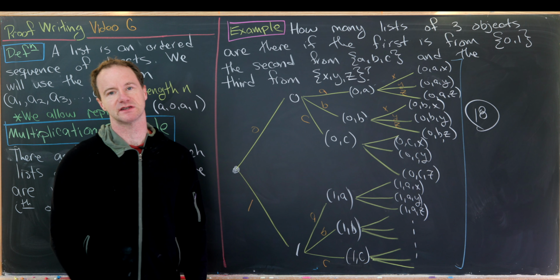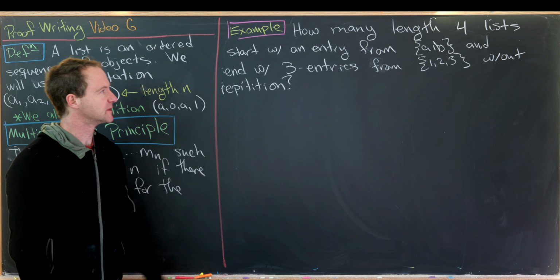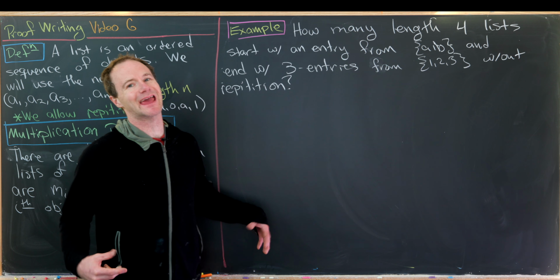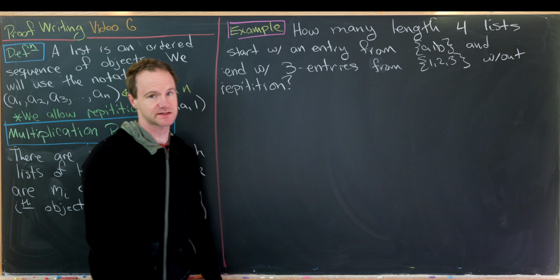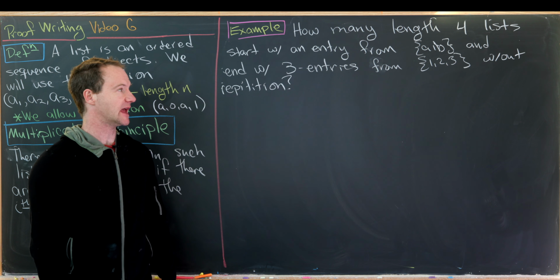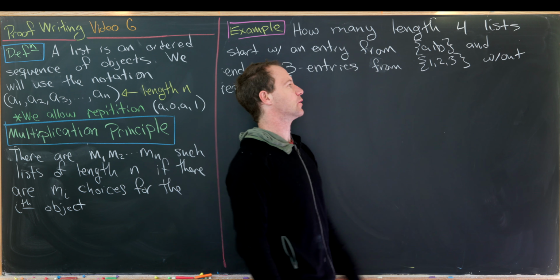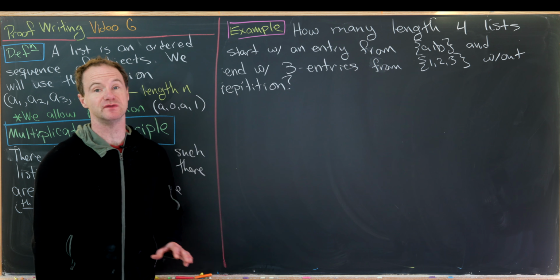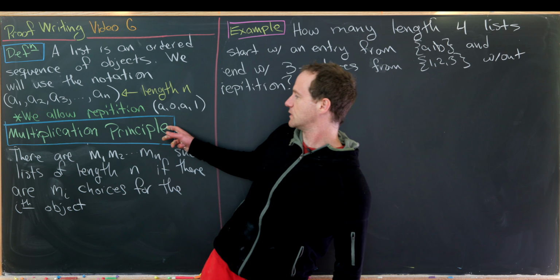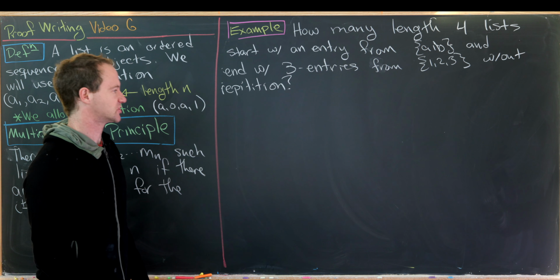Okay, let's do another example. So after that basic example, let's look at something a little bit more interesting. Let's say we're trying to choose a four-element list, or we're trying to count the number of four-element lists, where the first entry comes from the set containing A and B, and the remaining three entries come from the set 1, 2, 3, but we do not allow repetition in this case. So with general lists, we do allow repetition, but sometimes we'll like to not allow repetition.